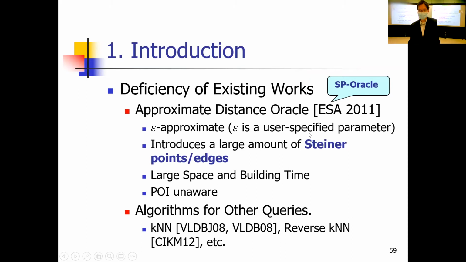Epsilon is a user specified parameter. And the major idea of this approximate distance oracle is as follows. It introduces a large number of Steiner points or edges. If you don't understand this word, it doesn't matter. It means that we will add more points and more edges.